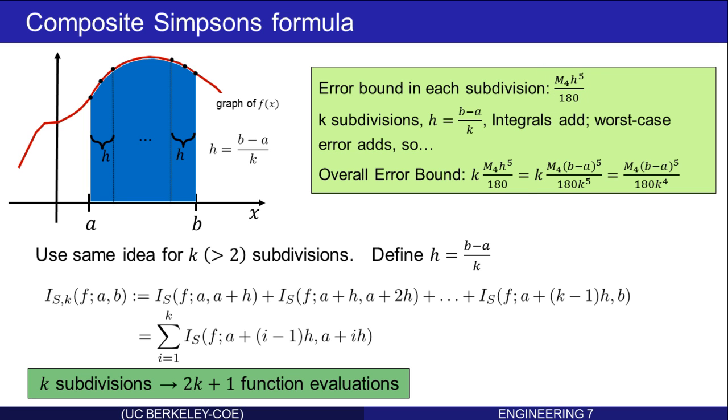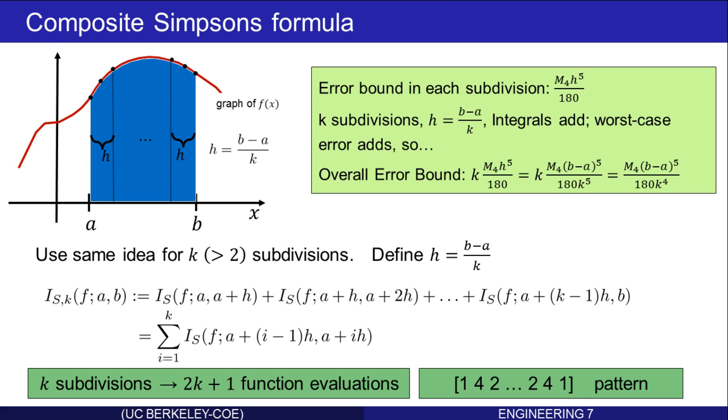So the overall error bound is k, M4, h to the fifth over 180. Make a substitution for what h is, and then finally cancel one of the k's, resulting in this final bound that says the error in doing a k subdivision Simpson's rule is decreasing at the fourth power of k. Let's go over a little bit how the points are combined.